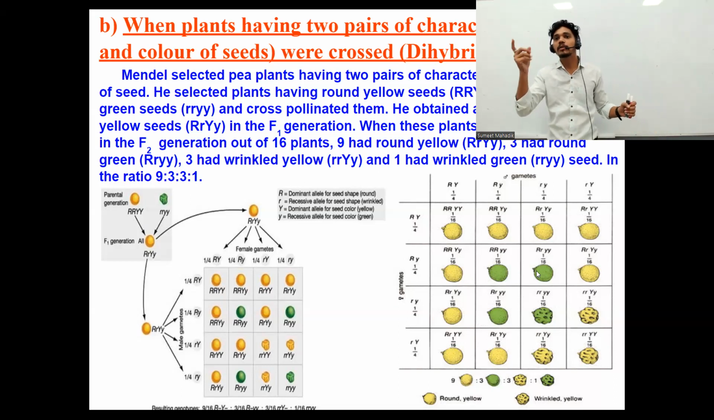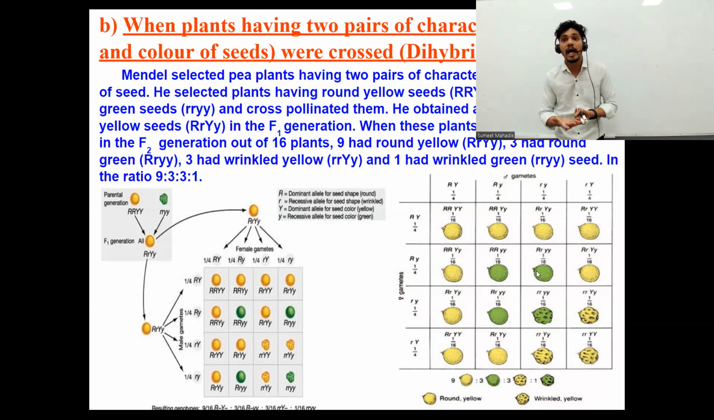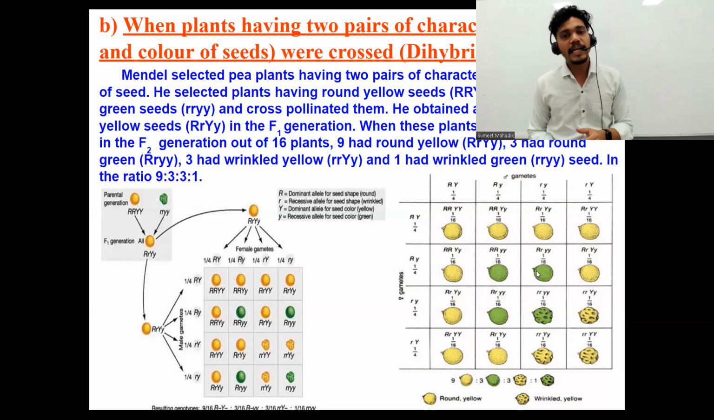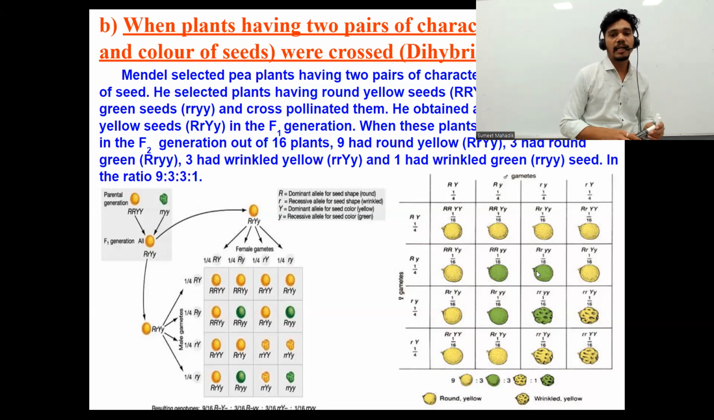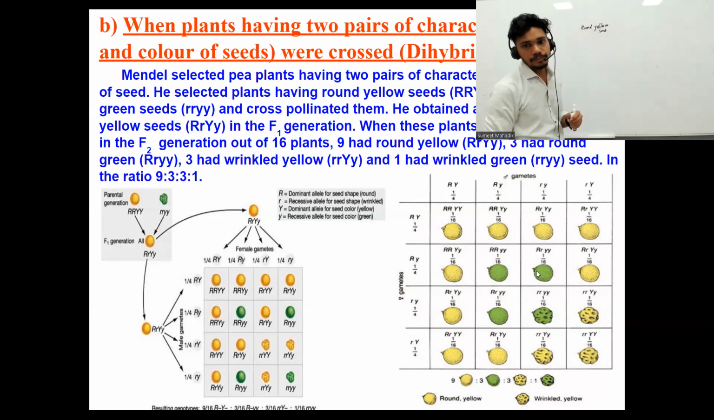See, earlier was monohybrid. We only considered one character. Right now it is a dihybrid. We are considering two characters at once. But I told you, many characters at once is very difficult. So Mendel selected a pea plant having two pairs of characters, shape and color of the seed. He selected a plant having round yellow seed. What is round yellow seed? How can you write it genetically?